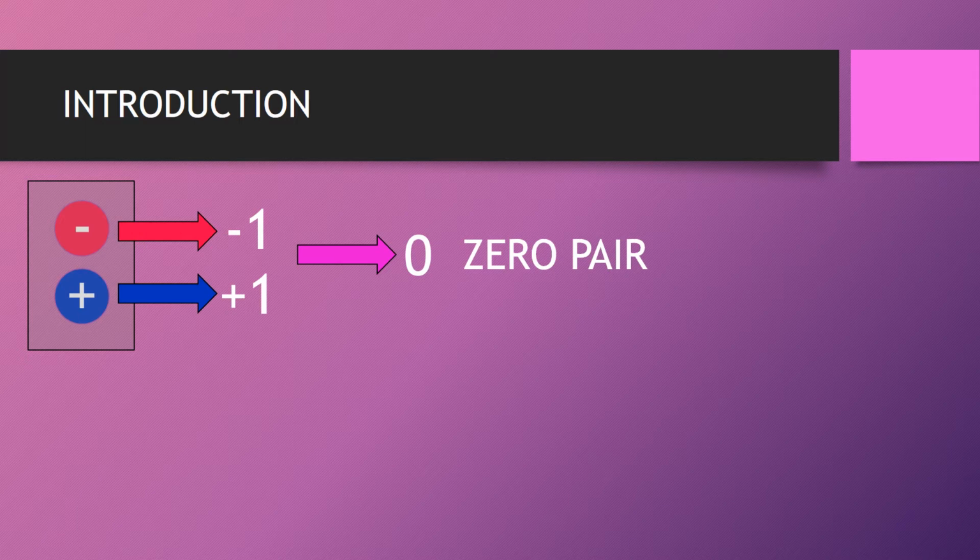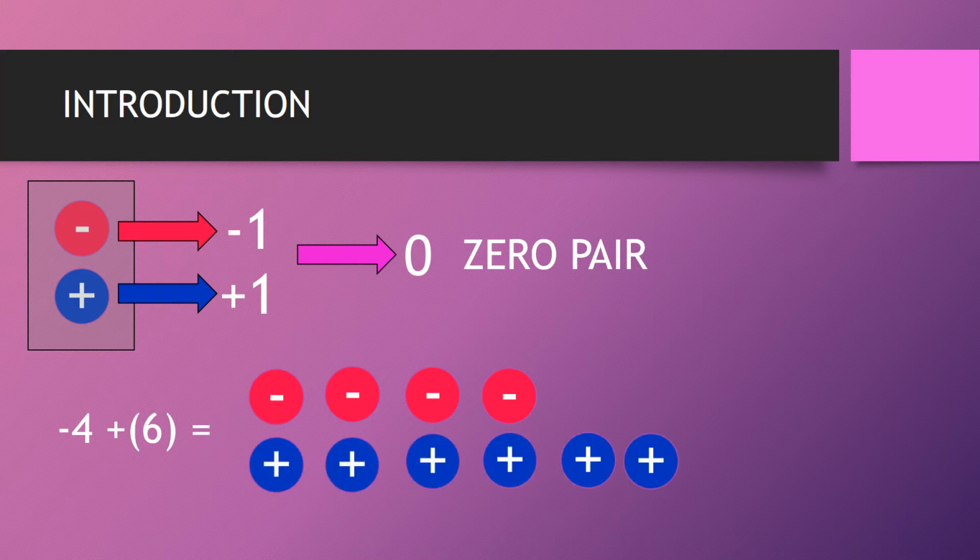Now, I'm going to name it a zero pair. For example, I have this operation: I'm going to add negative 4 plus positive 6. How would I represent the negative 4? I represent negative 4 using 4 negative red circles, because remember, the red circle means negative 1. And how do I represent the number 6? I represent the number 6 using 6 blue circles with the positive sign inside.